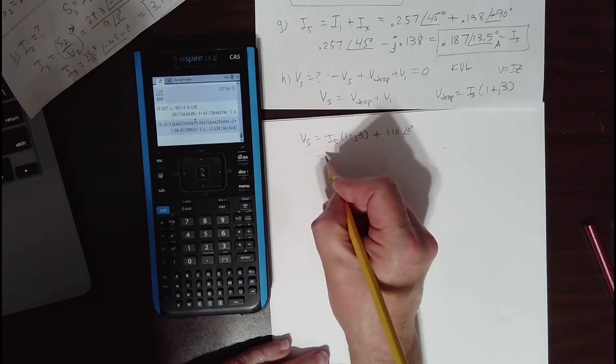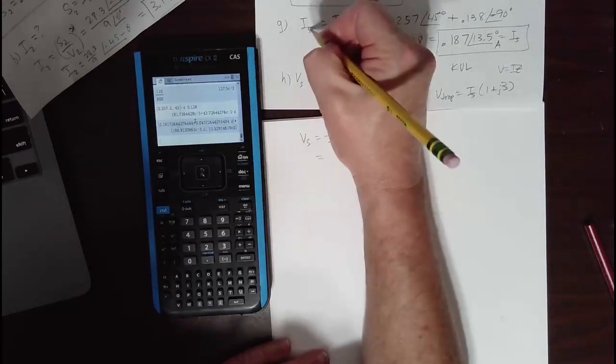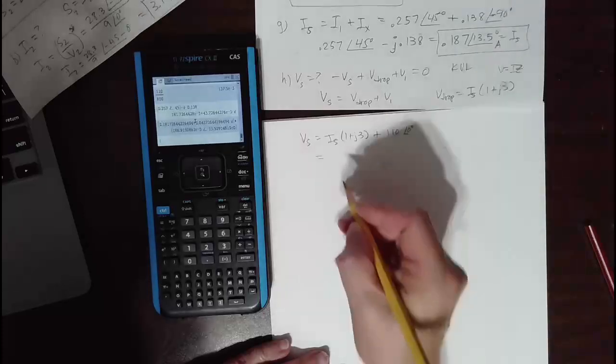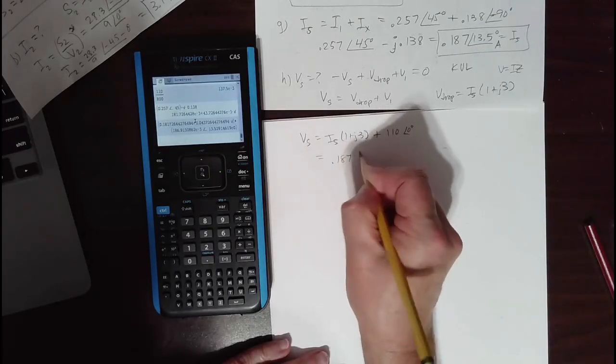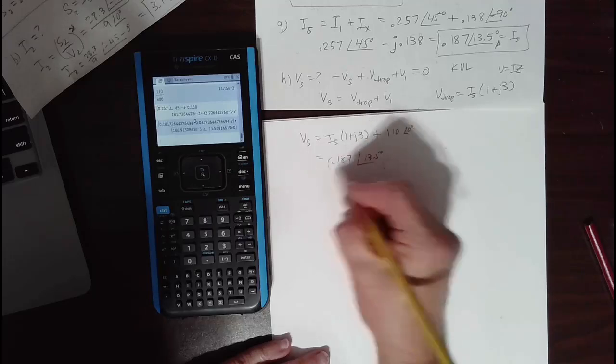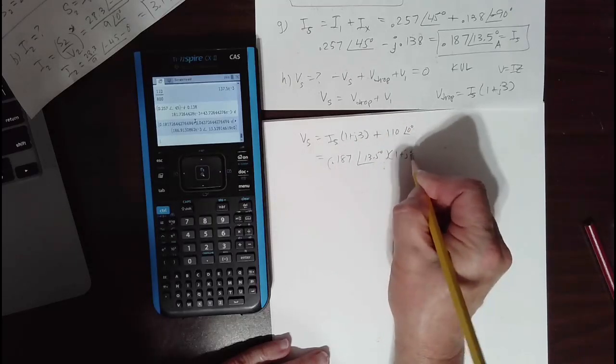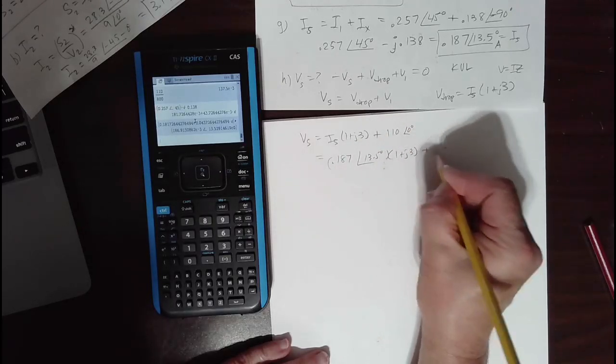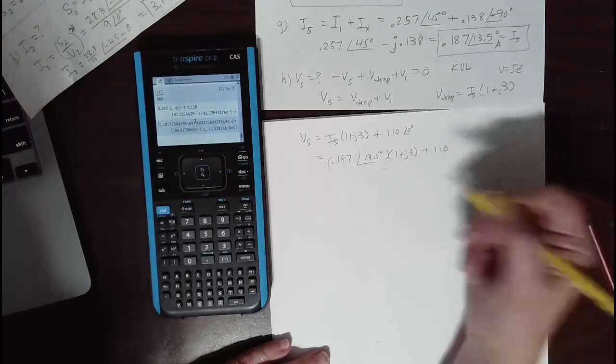Is we also have somewhere, this is an S, not a 5. There it is, Is 0.187, angle of 13.5 degrees, times 1 plus j3, plus 110. 110 angle 0 is 110.